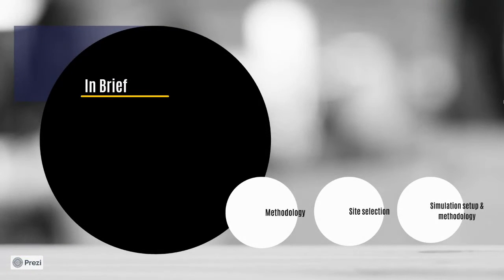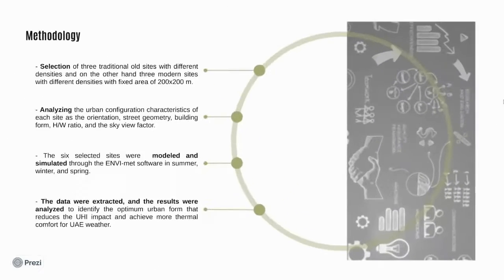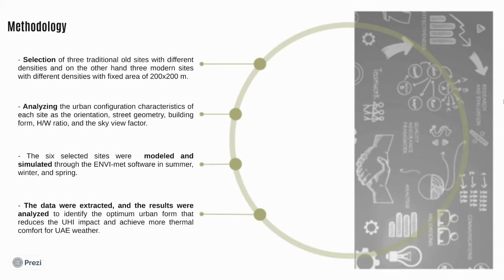The study investigated a large area of the city with its streets and the whole context, rather than the relationship between two buildings, since urban heat island is affected by urban geometry. Our methodology was based on the selection of three traditional old sites with different densities and three modern sites with different densities, with a fixed area of 200 by 200 meters, then analyzing the urban configuration characteristics of each site: the orientation, the building form, height to width ratio, street geometry, and the sky view factor.